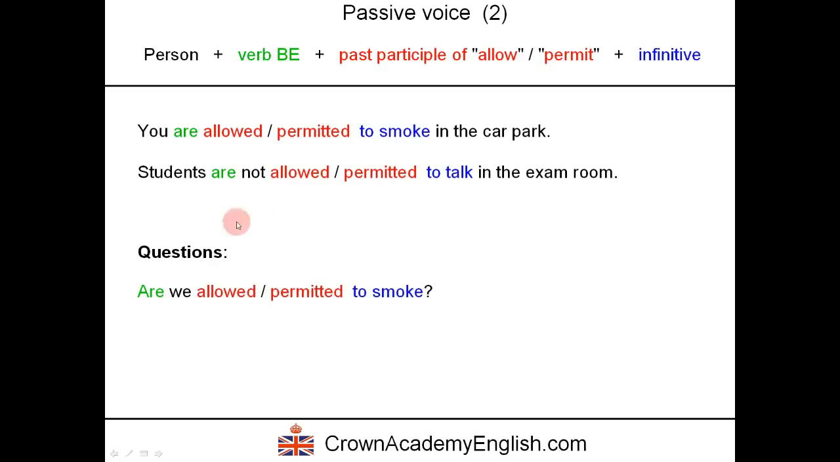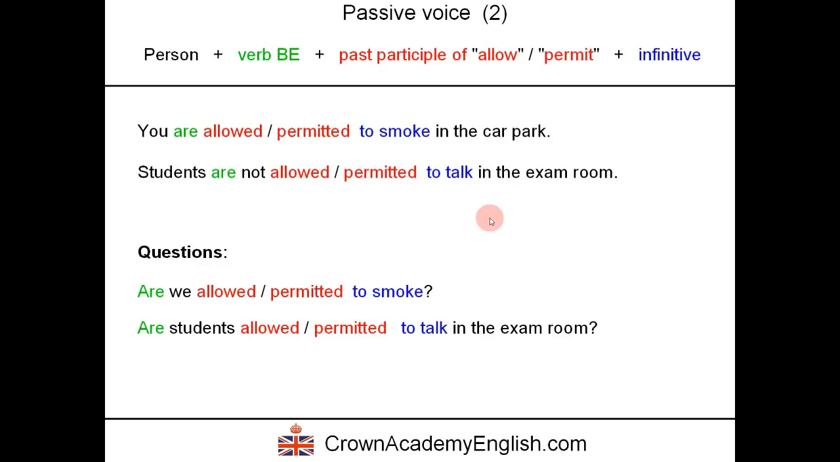Okay, again, we just simply reverse the order. We invert the subject or the person with the verb be. So here we're asking a question in the first person plural. Are we allowed to smoke? Are we permitted to smoke? And here we have a question in the third person plural. Are students allowed to talk in the exam room? Or are students permitted to talk in the exam room? Okay, so we have the verb be, the person, past participle, and the infinitive. And when it's a question, we write the question mark at the end. So the passive voice is very, very common when we use allow and permit.